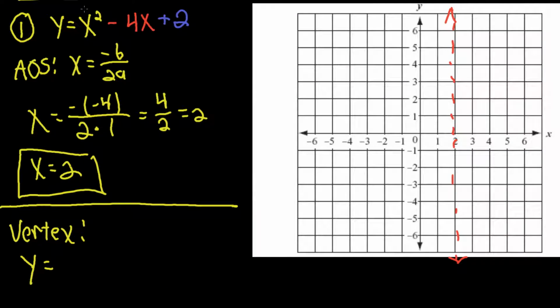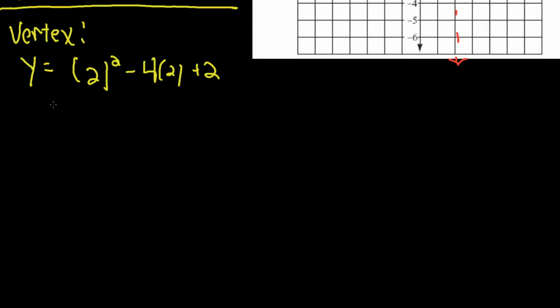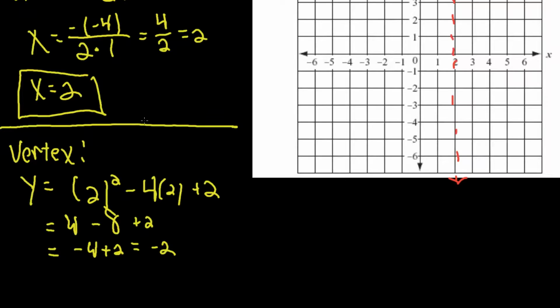My original equation, as we can see up here, is x squared minus 4x plus 2. So now I'm going to write, instead of x squared, 2 squared minus 4 times 2 plus 2. Let's solve that. Well, 2 squared is 4. Negative 4 times 2 is negative 8 plus 2. This becomes, well, 4 minus 8 is negative 4, plus 2, which is equal to negative 2. So my vertex is the point 2, comma, negative 2.